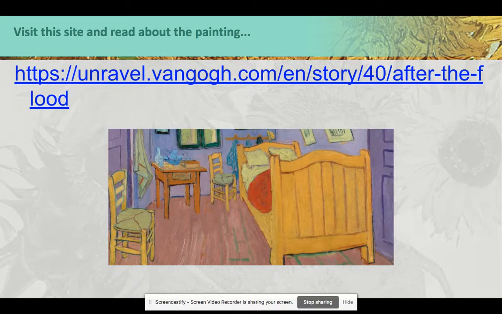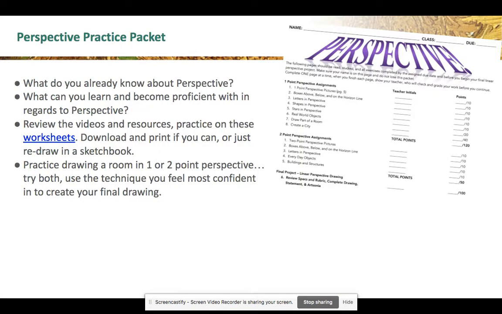So you can go through these links. They'll take you to some more information about the painting. There's a couple different slides on that. There is a perspective packet that you can download and print out if you have a printer. If not, you can also just look through it and then sketch out some of the concepts into your sketchbook or a random piece of paper.